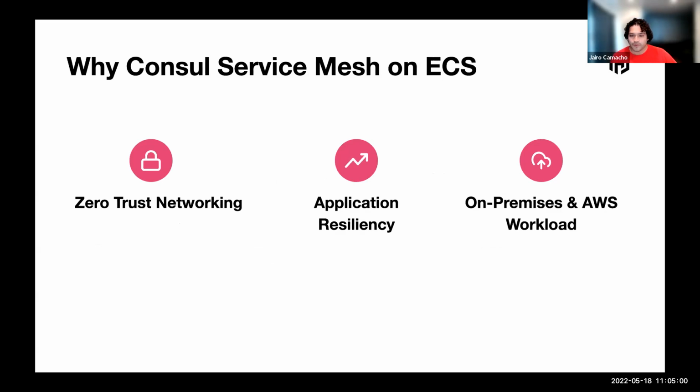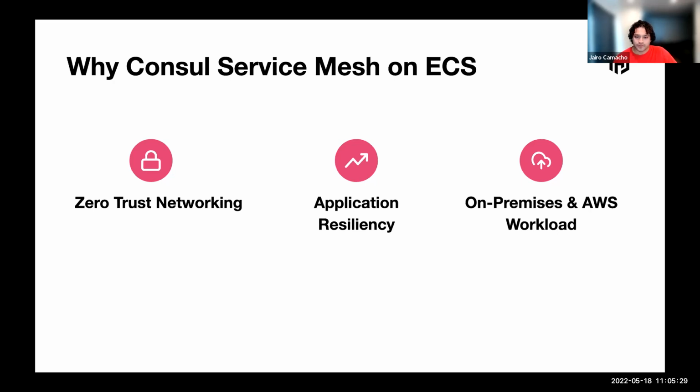So for customers who have chosen to run Consul as their service mesh on AWS, they've done so for the following reasons. The first one being zero trust security. So cloud adoption expands the attack surface for many organizations. And that's part of the reason why we hear this term zero trust being thrown around so much recently. Consul provides a strong foundation for zero trust networking by mutually authenticating, authorizing, and encrypting communications.